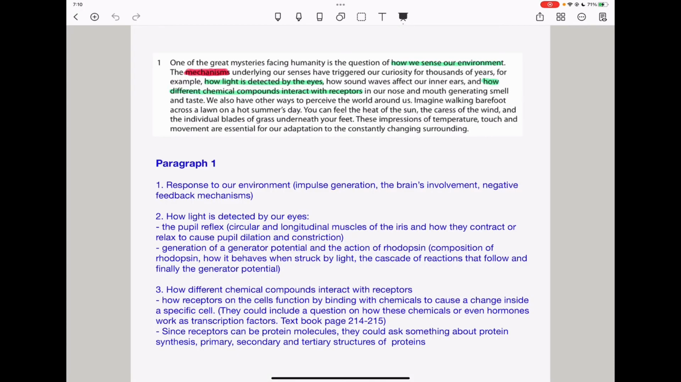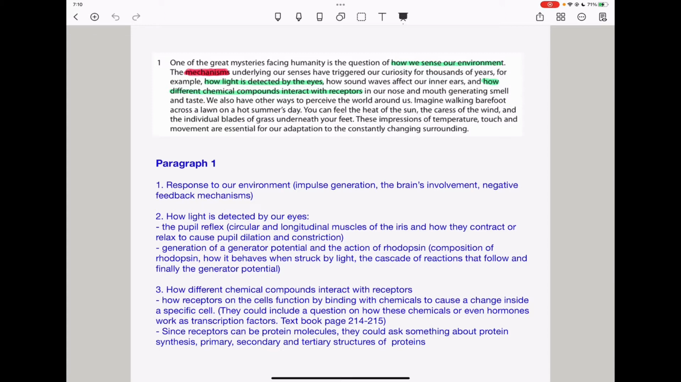In order to break down the questions, I'll begin with paragraph 1. In paragraph 1, I saw they could ask a general question about response to our environment. It could include talking about impulse generation in response to any change, the brain's involvement, as well as negative feedback mechanisms. So this could be a very broad question, and it could come on any of the paragraphs.